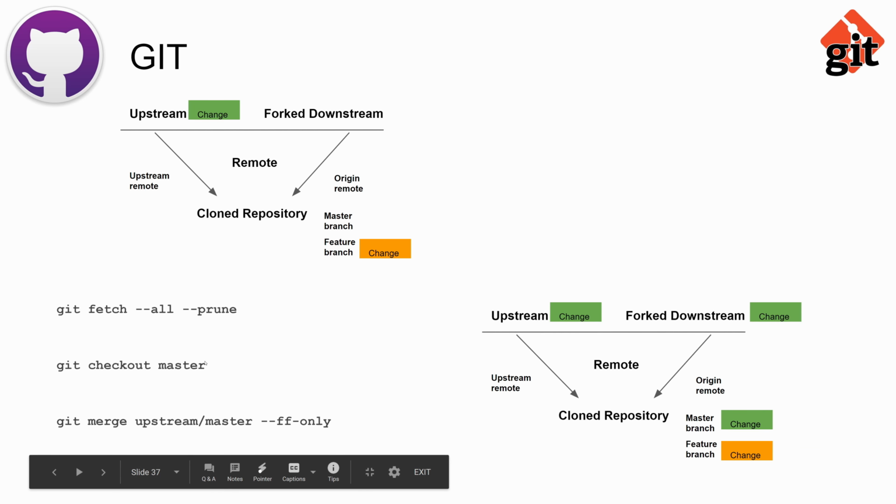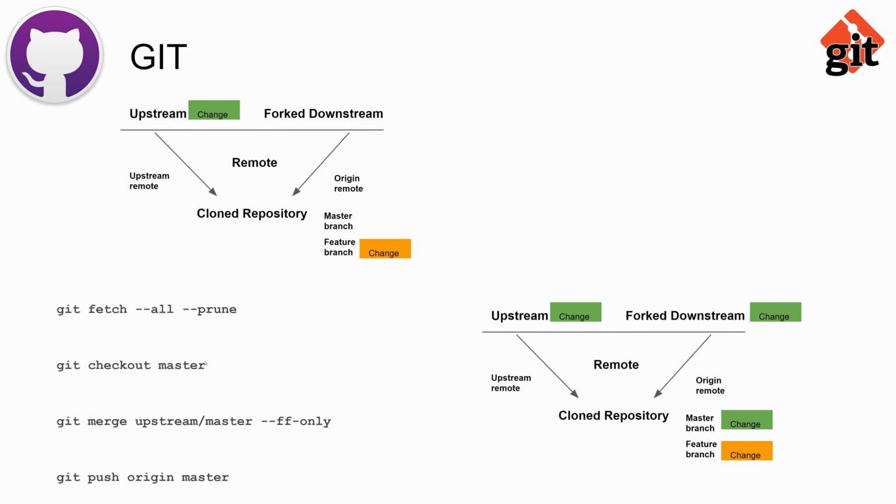So now, let us say, for example, while you are working on the feature branch, somebody made some changes to the upstream repository. How to bring that into the forked work stream and also into the master branch of your cloned repository and also onto your feature branch as well, so that the code in feature branch is synchronized with the latest code from the upstream? So to do that, while you are in the feature branch, do a git fetch --all --prune.